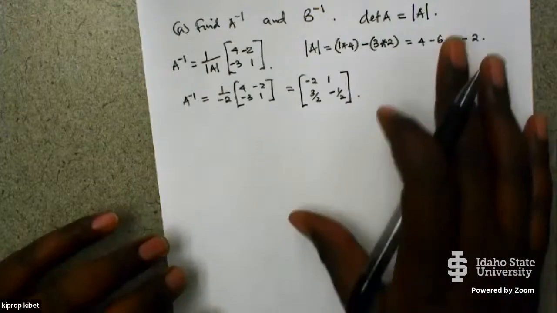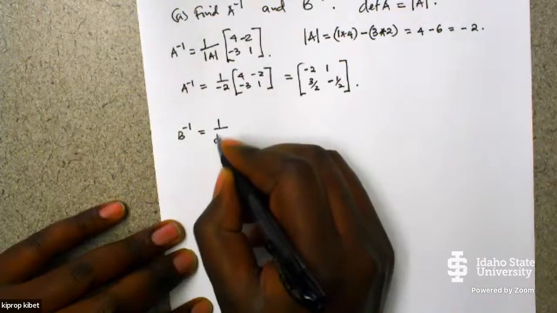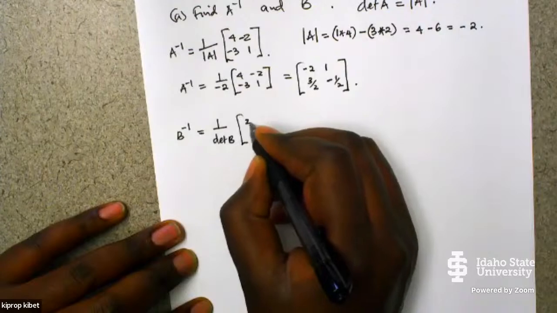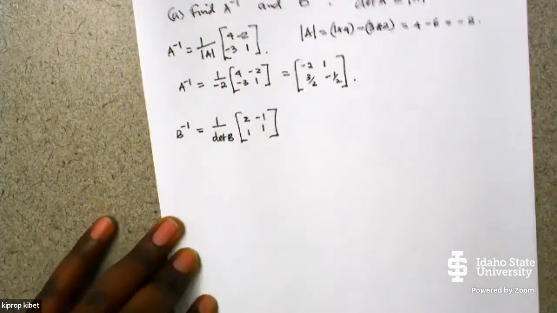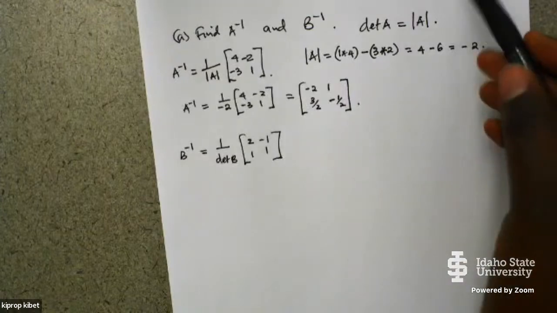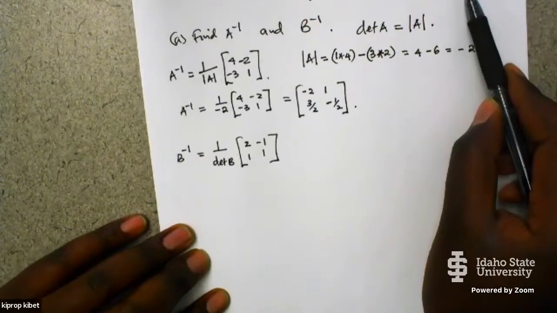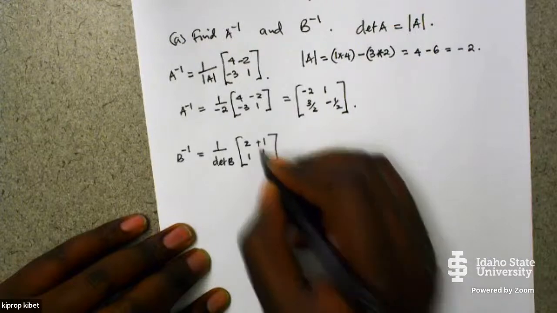Okay, now let's get B inverse. So our B inverse is the same as 1 over determinant of B, and then you multiply by 2 and 1 here, and then 1 and 1 there. You switch this and this, and then you put negatives. Oh, this one was negative also, so this is actually positive.